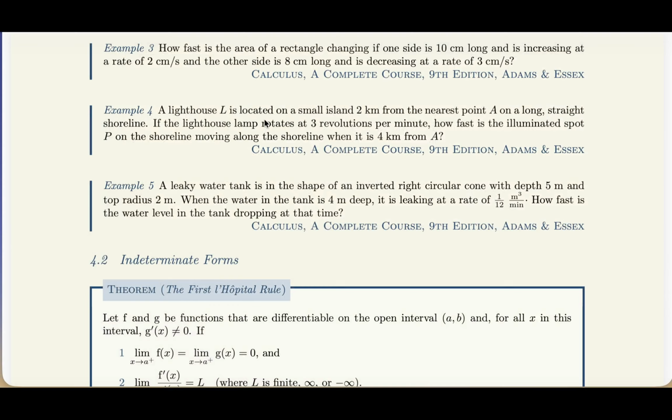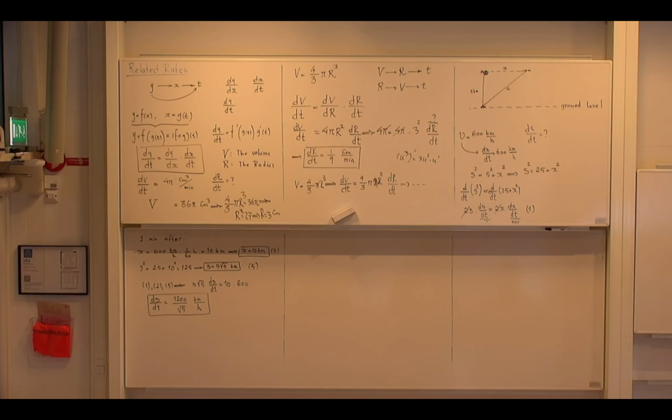Number 3: how fast is the area of a rectangle changing if one side is 10 centimeters long and is increasing at a rate of 2 centimeters per second, and the other side is 8 centimeters long and is decreasing at a rate of 3 centimeters per second. Okay? So how should we solve number 3?